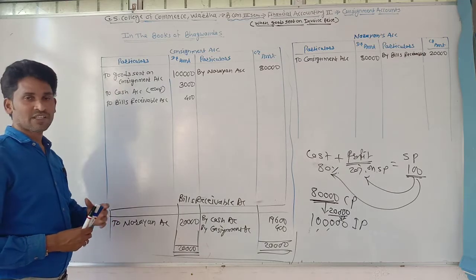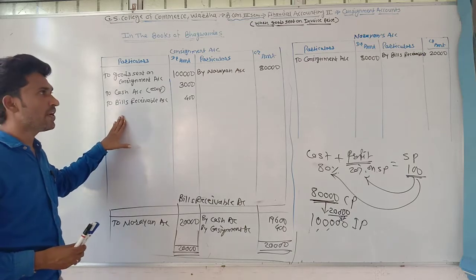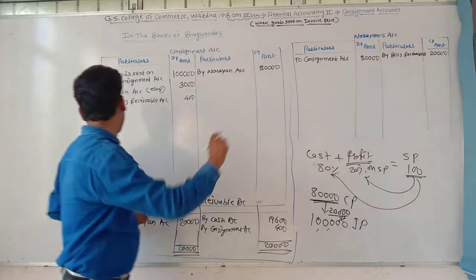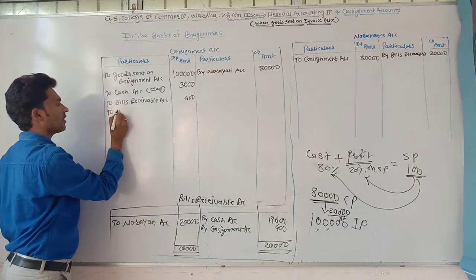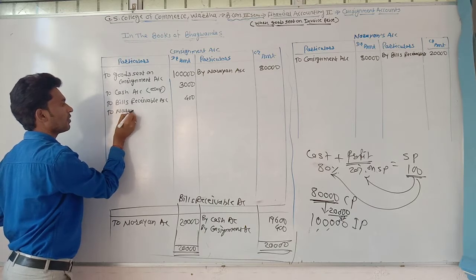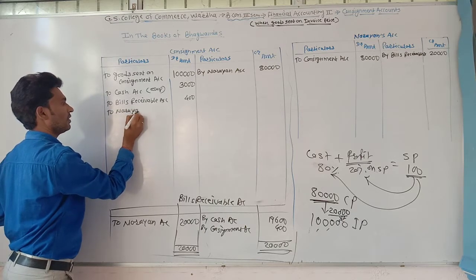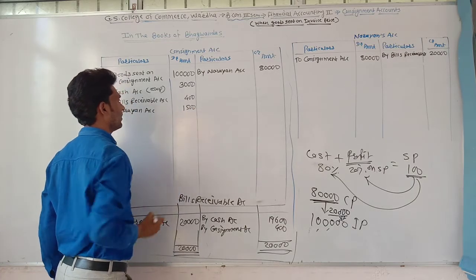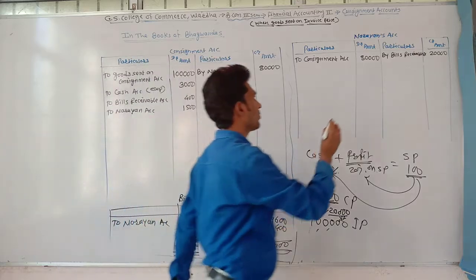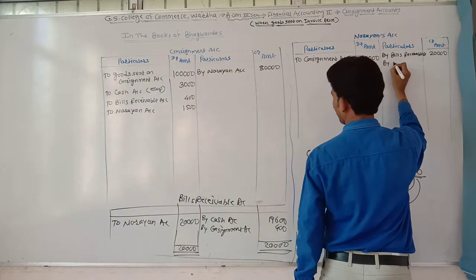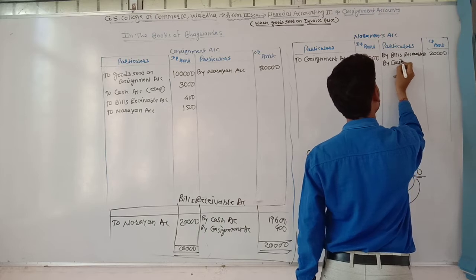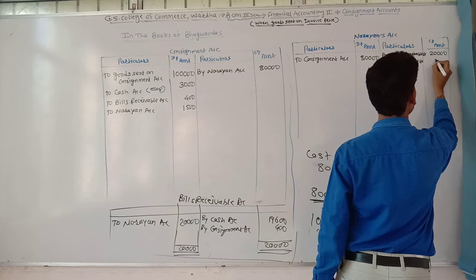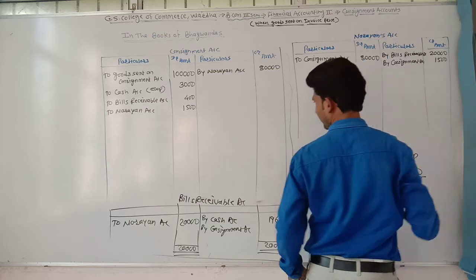For that, Bhagwan Das passed the journal entry: consignment account debit, and the amount was paid by Narayan, so Narayan's account credit. So write at the debit side of the consignment account by Narayan account rupees 1,500. And also write at the credit side of the Narayan account by consignment account rupees 1,500.